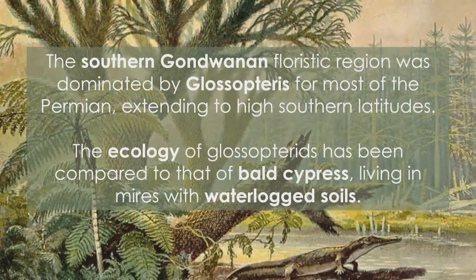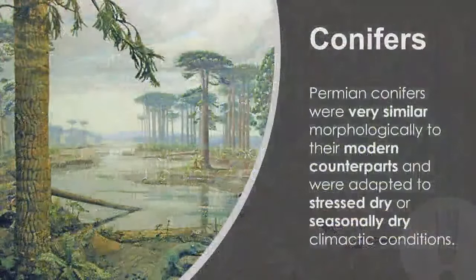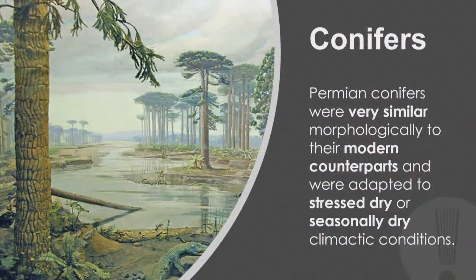So the southern Gondwanan floristic region was dominated by these Glossopteris for most of the Permian. And the ecology is very similar to that of bald cypress. They lived in these waterlogged soils, these wetland areas. Permian conifers are very similar morphologically to their modern counterparts, or what we see here today. They were adapted to these stressed, seasonally dry climatic conditions.